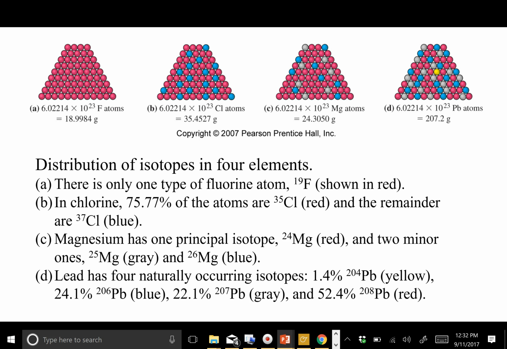This is showing you fluorine, chlorine, magnesium, and lead. And the different colors mean different isotopic forms, just to kind of give you a visual of what that would look like.